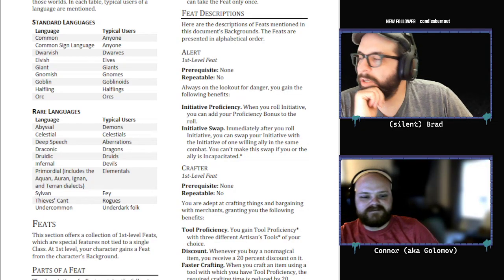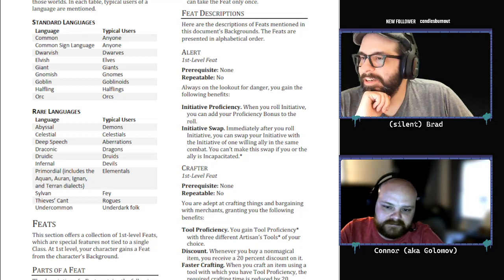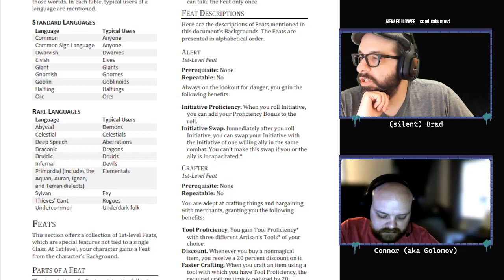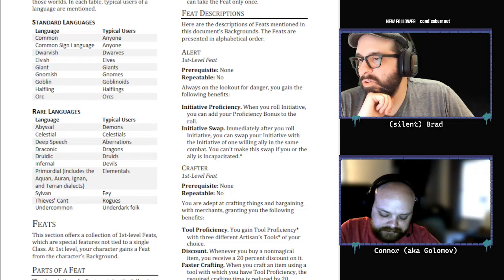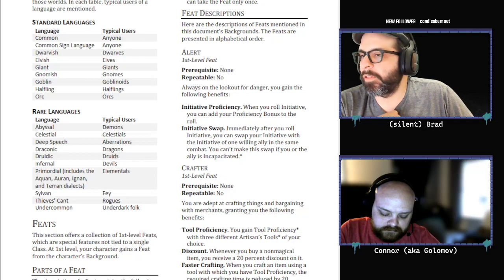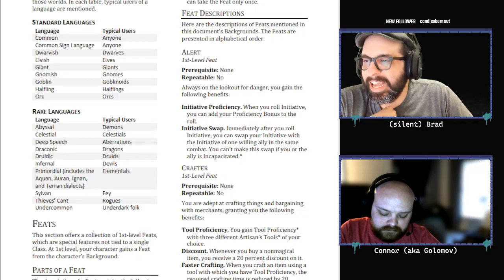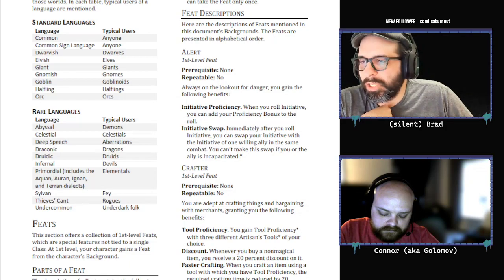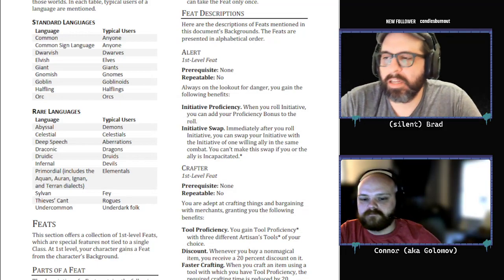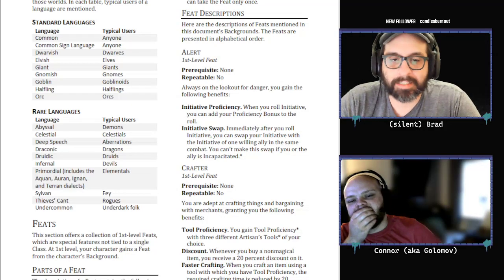So Alert, how this has changed. Before it was +5 to initiative. You can't be surprised while conscious, and other creatures don't get advantage as a result of being unseen by you. Now, when you roll initiative, you can add your proficiency bonus to the roll rather than a straight +5. And immediately after you roll, you can swap your initiative with that of one willing ally in the same combat, unless they're incapacitated.